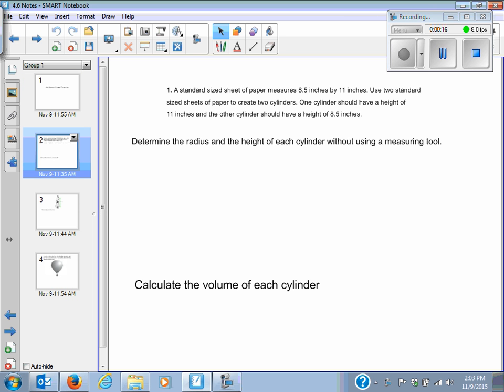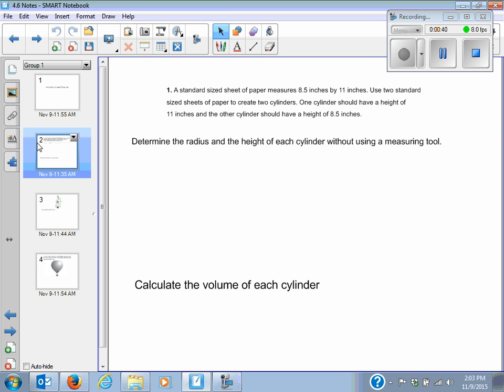So number one, a standard size sheet of paper measures 8.5 by 11. That's just your piece of notebook paper. Use two standard size sheets of paper to create two cylinders. One cylinder should have the height of 11 inches. The other cylinder should have the height of 8. So one you're going to be folding hot dog way, and one you're going to be forming a cylinder doing a hamburger.